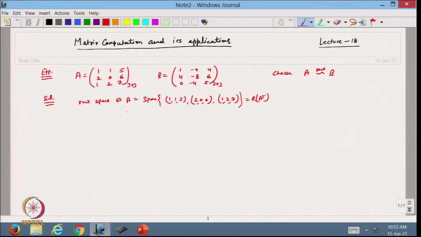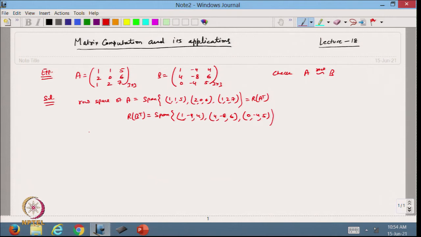Similarly, in the case of B, the range space of B will be spanned by 1 minus 4 4, 4 minus 8 6 and 0 minus 4 5. The only thing is that we do not know whether these three vectors are linearly independent or not. The same case is here. So, in this case we cannot talk about the dimension of the range space of A transpose or range space of B transpose. Now, we can construct this with the rows.